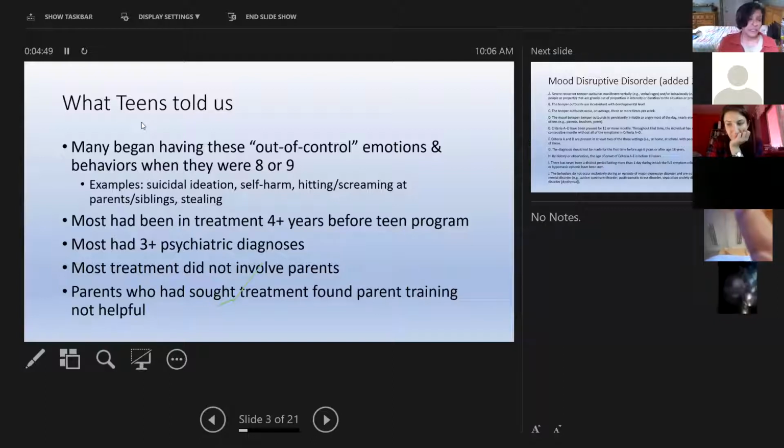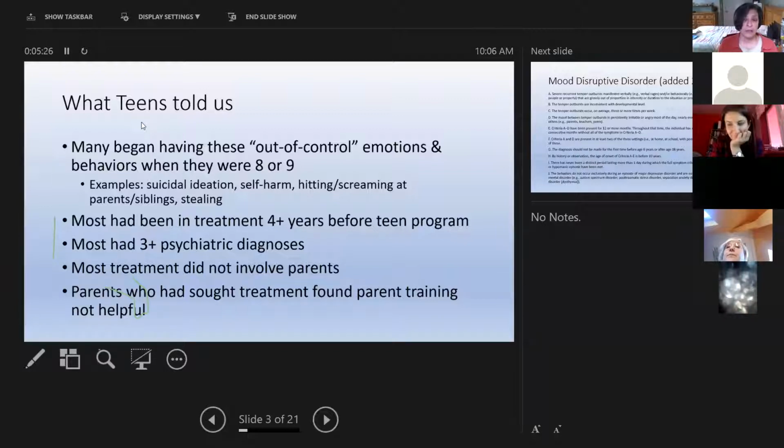The other thing they let us know was that most of their treatment did not involve parents at all. If it did involve parents, it was bringing a parent into one session or another, but not consistently, no family therapy. It was more about maybe making a disclosure, that type of thing. And the other thing is that many of our teens told us they did not confide their out of control behavior even to their therapists.